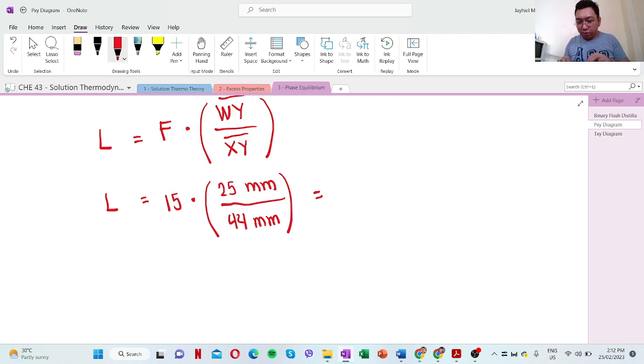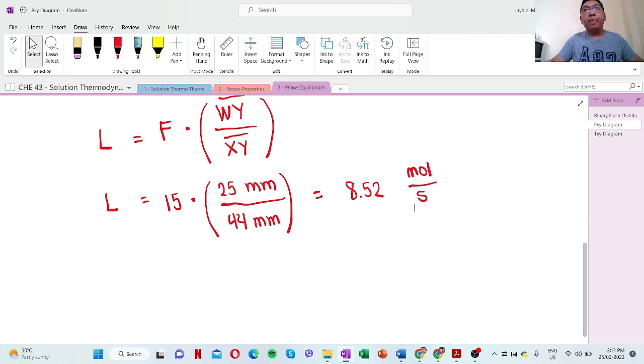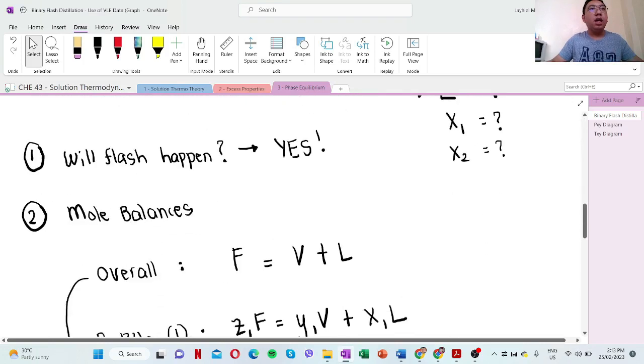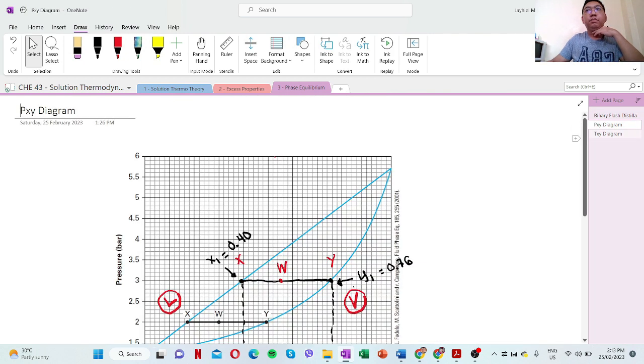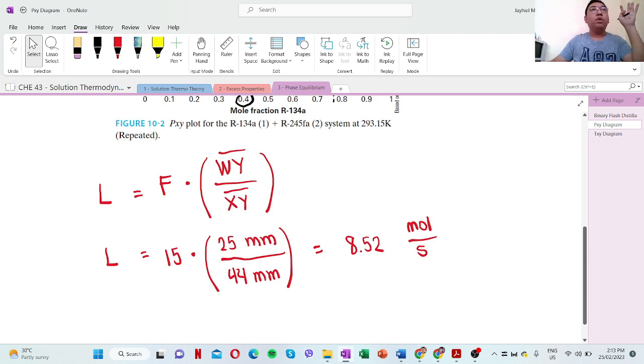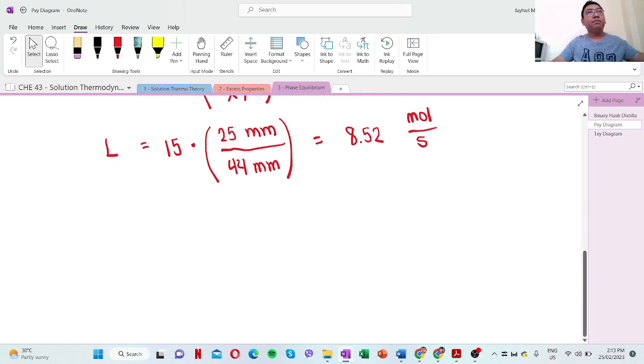Okay. So if I'm going to plug it in, 15 times 25 over 44, that's basically 8.52 moles per second. I was able to get the 8.25, it's the amount of R134A. The 15 moles per second is the feed inlet, and then 8.25 moles per second of that feed passes through the liquid stream. And of course, to get the vapor phase, you do the opposite.